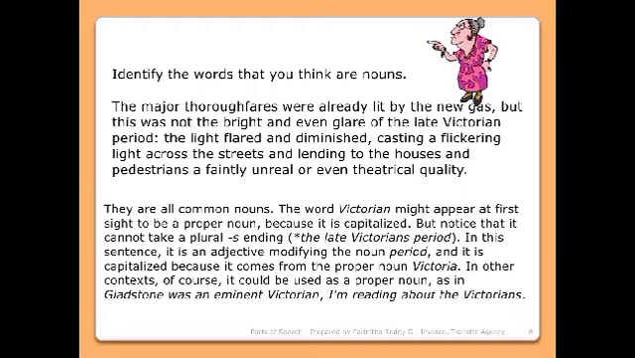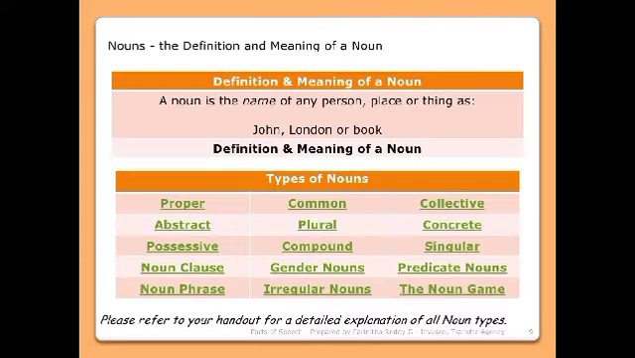to be a proper noun because it is capitalized. But notice that it cannot take a plural ending: the late Victorian period. In this sentence, it's an adjective modifying the noun period, and it is capitalized because it comes from the proper noun Victoria. But here it is being used as a common noun. Anyways, what is a noun? A noun is the name of any person, place, thing, or anything else.